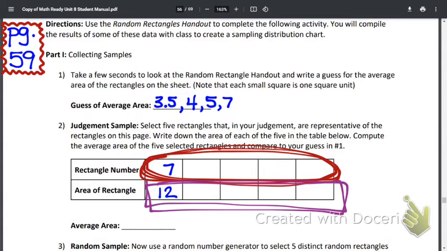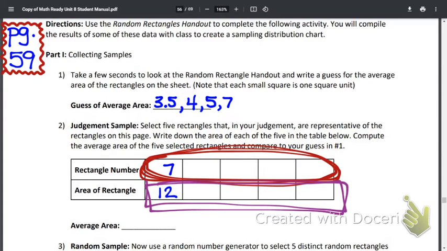Okay, so I want you to pick out 5 rectangles. Any 5 you want. And it can be horizontal or vertical. Doesn't matter. You want to pick out 5 rectangles that you feel are representative of the whole group, because remember, samples are always supposed to be representative of the population. You're going to pick 5.